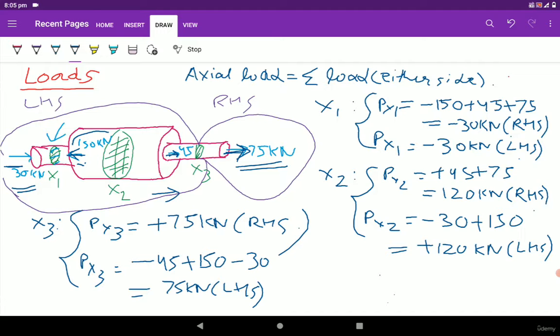So the main takeaway from this lecture is that the axial load at a section is an algebraic sum of all longitudinal forces acting on either side of that particular section.